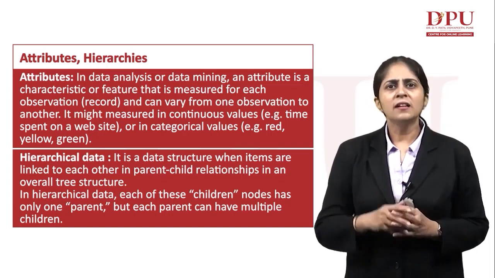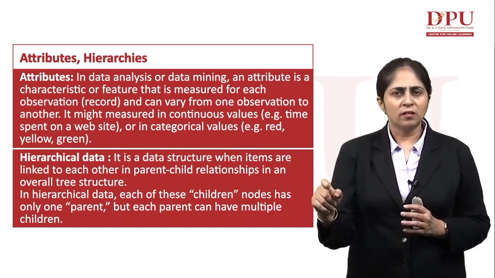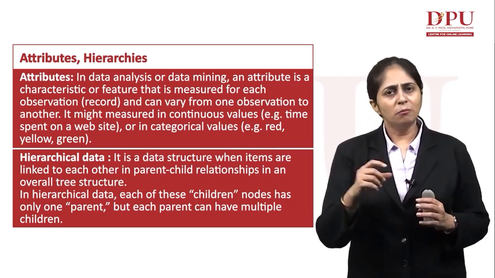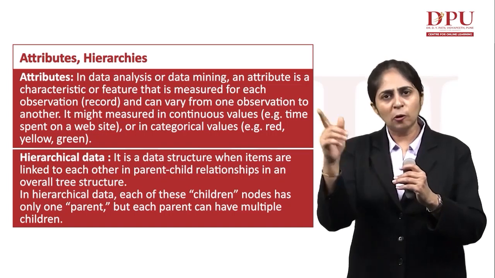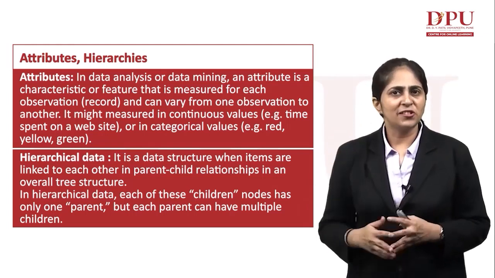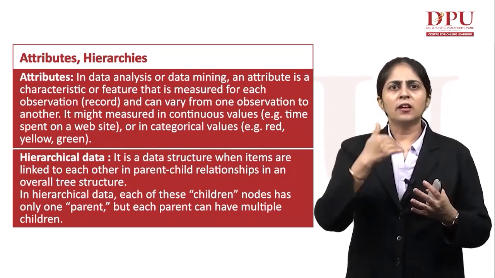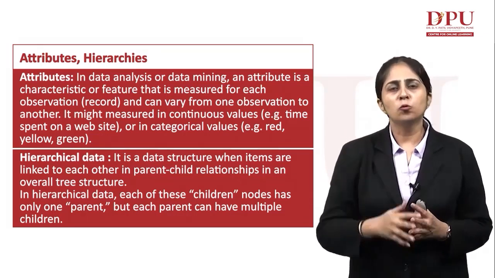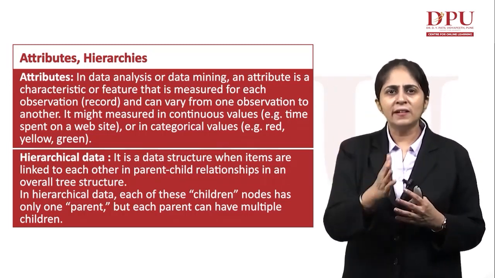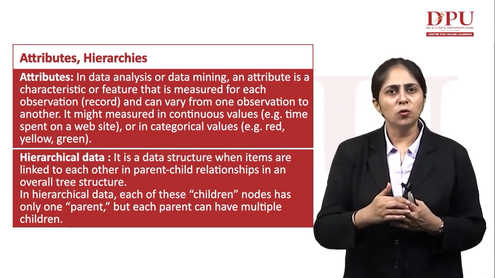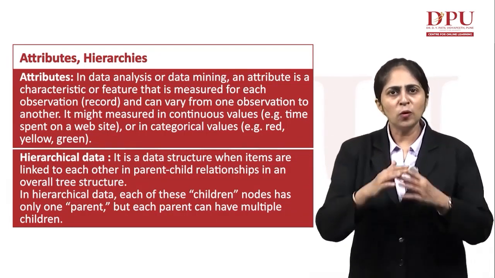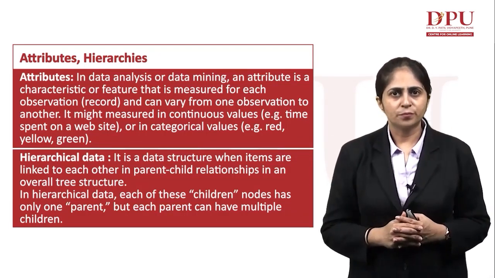In hierarchical data, each of the children nodes has only one parent. One child cannot belong to two parents, but each parent can have multiple children. The first node at the top of the hierarchy is known as the root node. When information needs to be retrieved, the whole tree is scanned from the root node down. We start from the root node and go down to analyze the whole information.